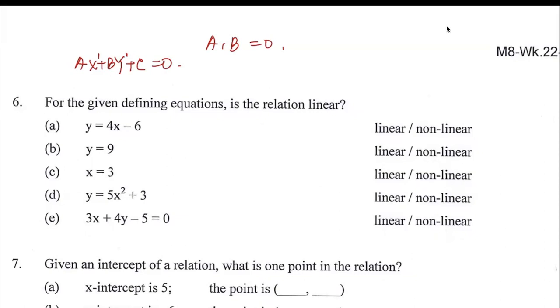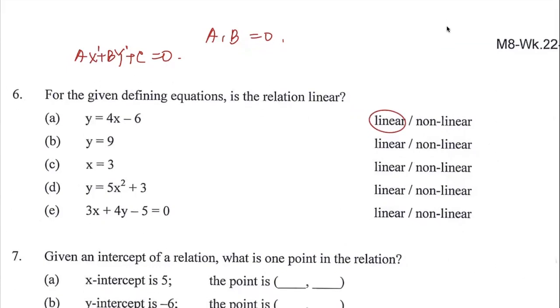Let's look at question A. Part A says y is equal to 4x minus 6. So we have y to the power of 1, x to the power of 1, and the coefficient of x is 4, coefficient of y is 1. They're non-zero. So this is a linear relation, right? Question B, y is equal to 9.